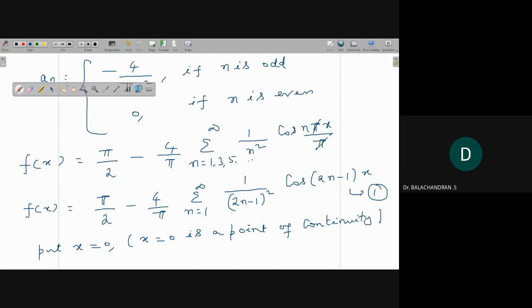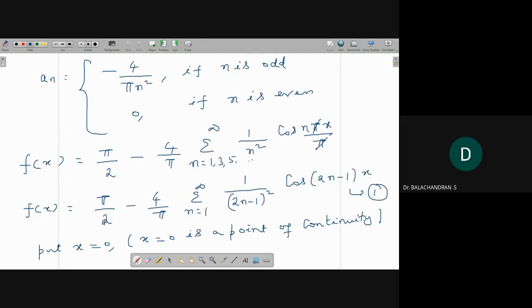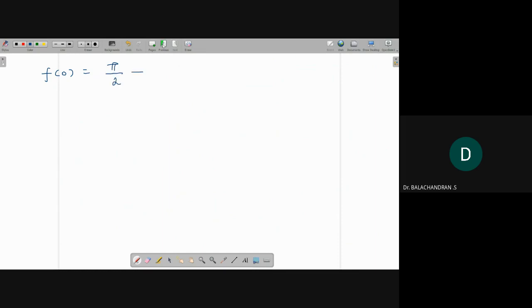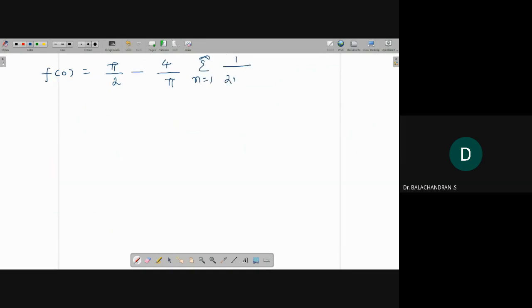So then f of 0, the right hand side is pi by 2 minus 4 by pi summation n equal to 1 to infinity 1 by 2n minus 1 whole square into cos 0. Cos 0 is 1. So now f of 0 is 0, so 0 equals pi by 2 minus 4 by pi summation n equal to 1 to infinity 1 by 2n minus 1 whole square.